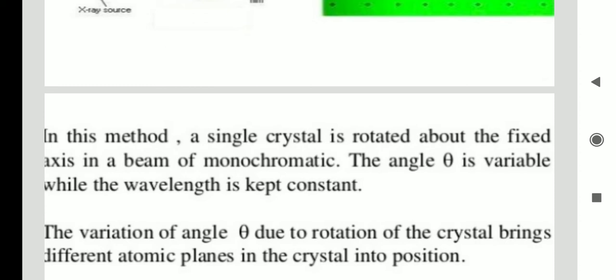The angle is variable. In the previous condition lambda varied, but here lambda is constant. In the previous condition theta was constant, but here theta is changing.